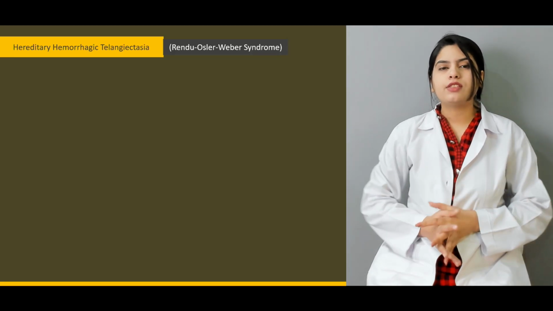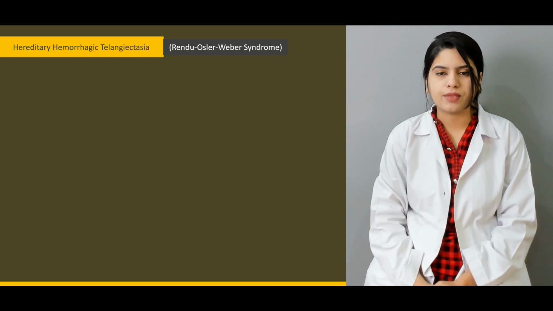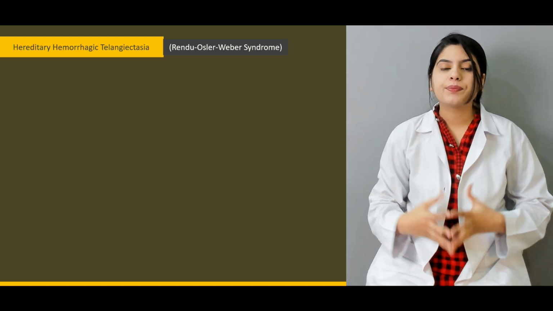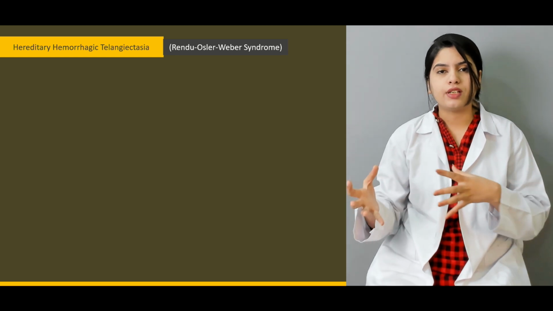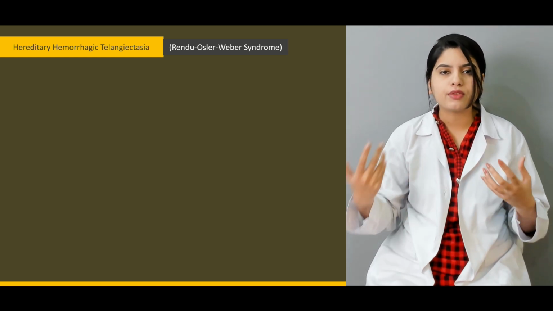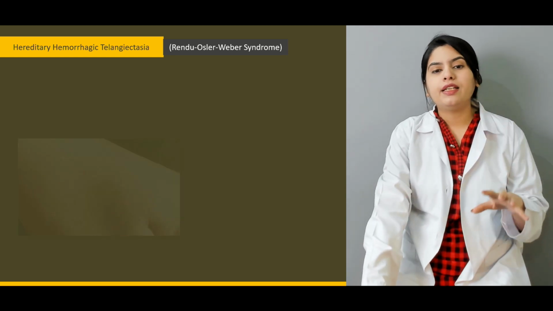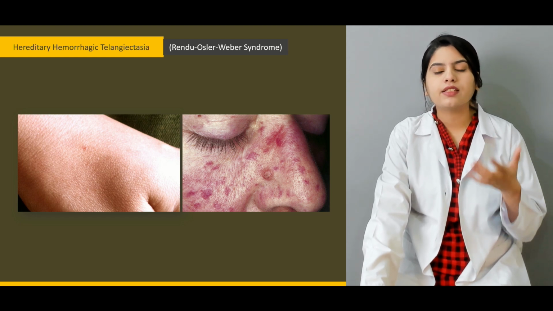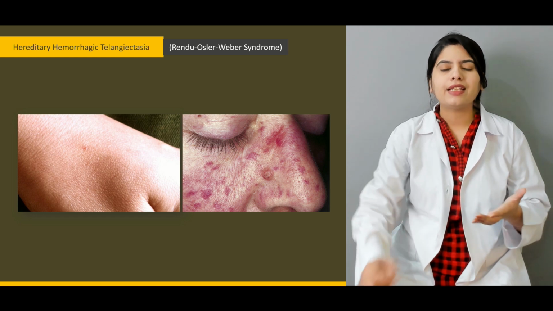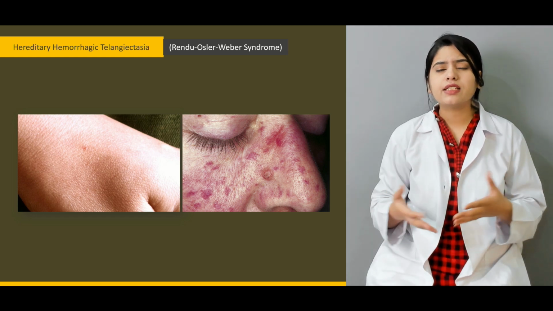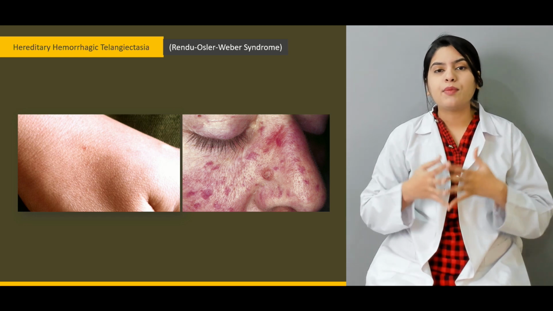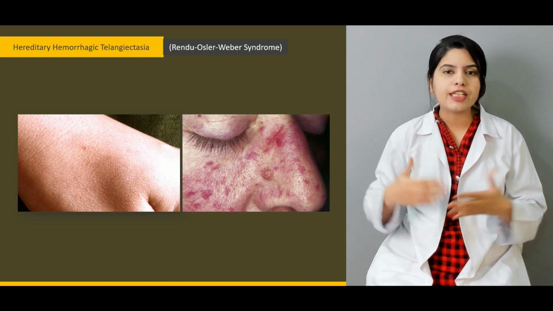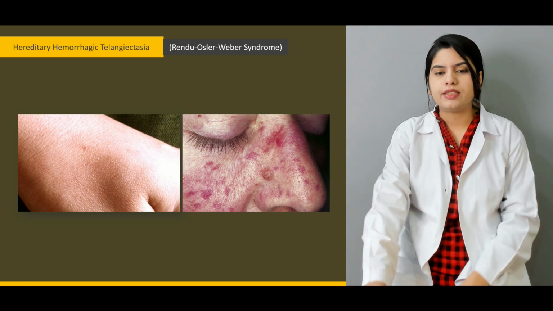Coming to the next disorder, that is hereditary hemorrhagic telangiectasia. It is also known as Rendu-Osler-Weber syndrome. Basically, as its name indicates, telangiectasias are the red swellings that appear on the skin. So here, there is the appearance of red swellings and patches on the skin. That is the characteristic of this disease. Basically, there is an inherited defect that is responsible for this hemorrhagic condition, and these spots that appear on the skin are due to minor hemorrhage taking place in the blood vessels or at the injury sites.